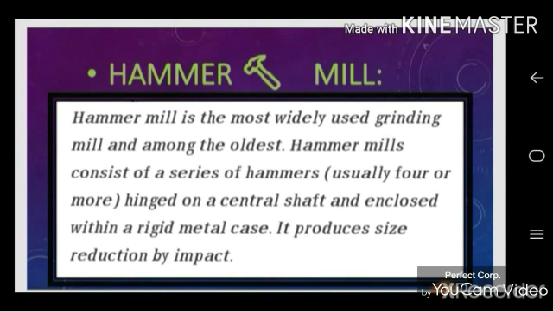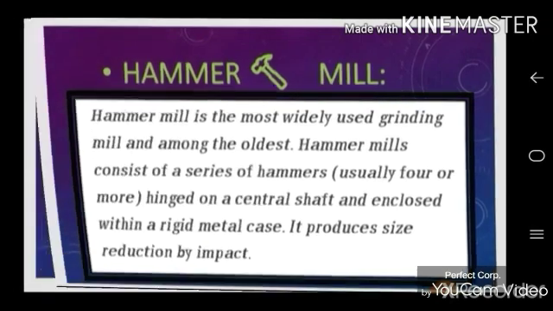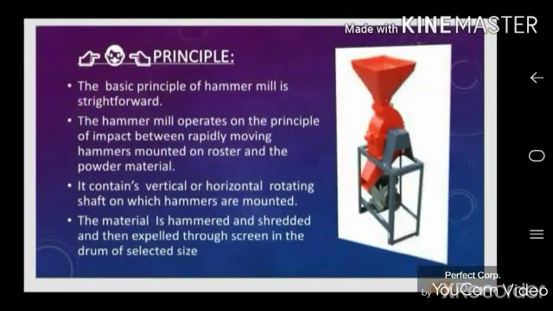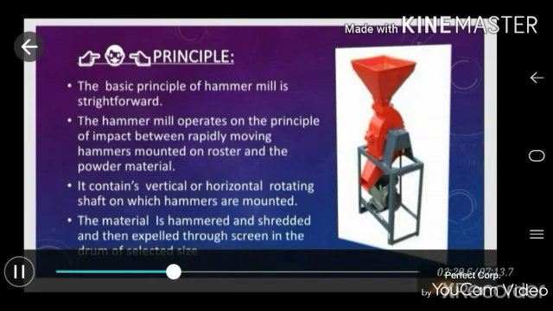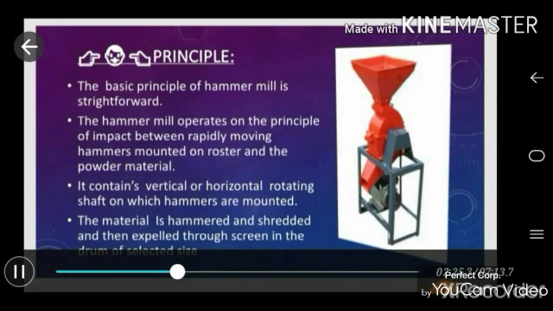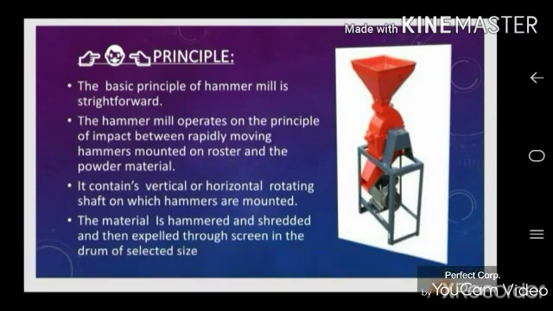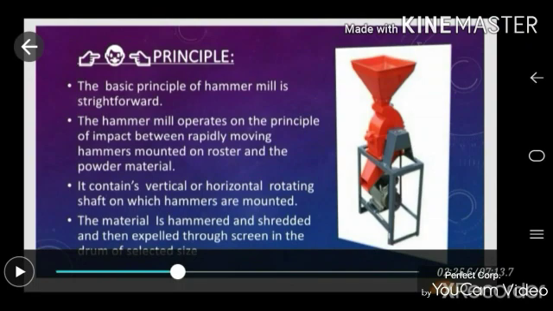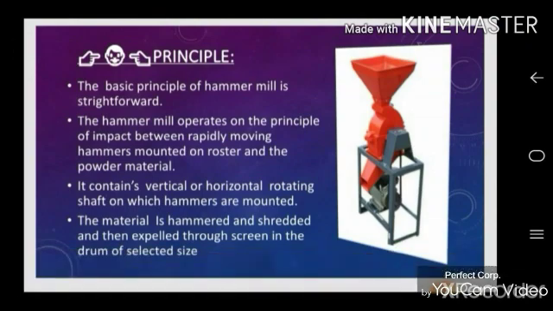So after the introduction, let's move towards the principle of hammer mill. The basic principle of hammer mill is straightforward. The hammer mill operates on the principle of impact between rapidly moving hammers mounted on a rotor and the powder material. It contains a vertical or horizontal rotating shaft on which hammers are mounted. The material is hammered and shredded and then expelled through a screen in the drum of selected size.